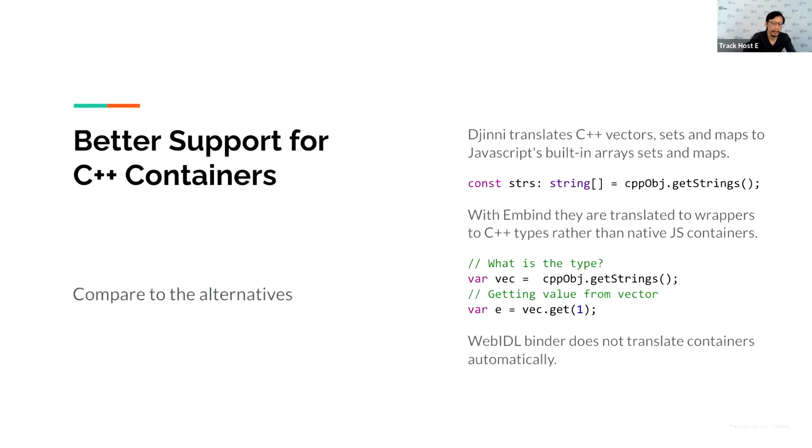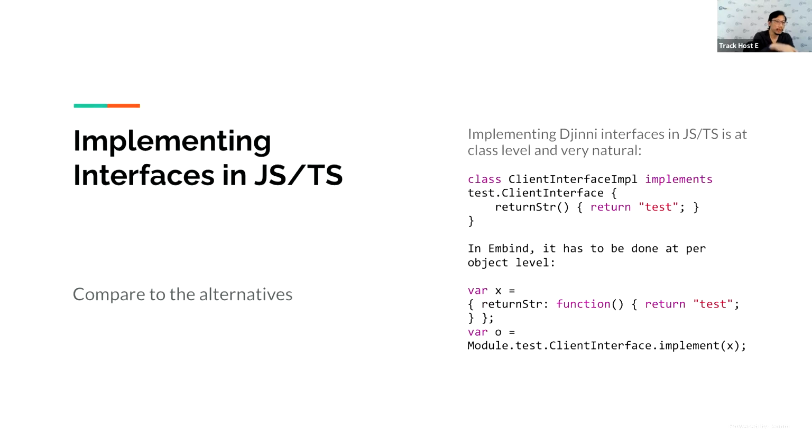WebIDL binding, on the other hand, does not translate containers automatically. Another advantage of the Djinni interface is that it's very natural to implement these interfaces in TypeScript. In the example, you can see it's really just like implementing another native TypeScript interface. You define an interface that just implements the Djinni-defined interface.